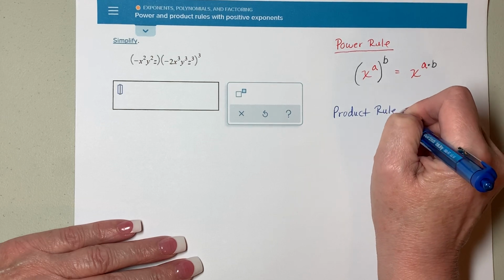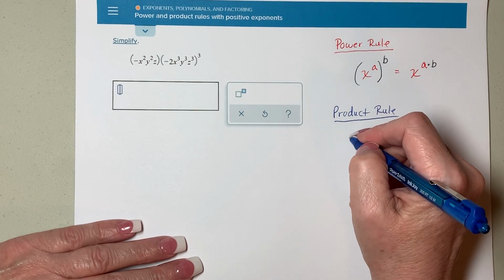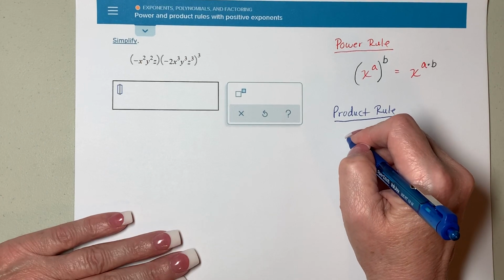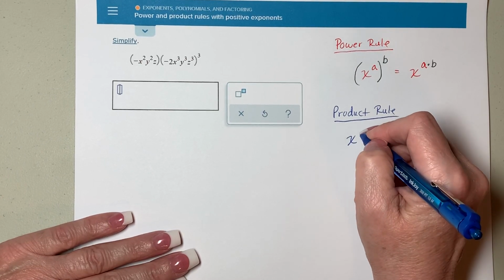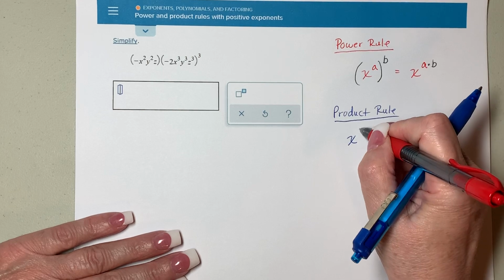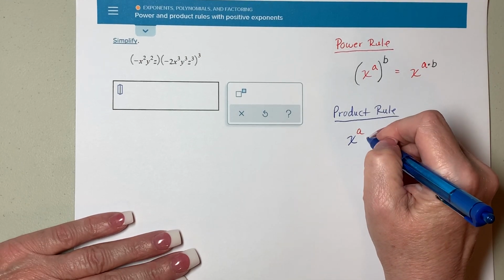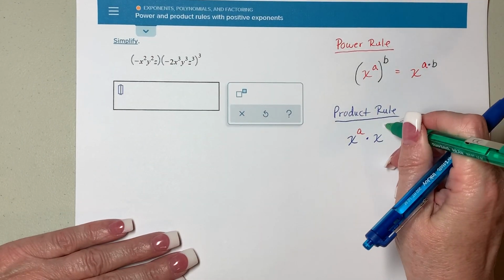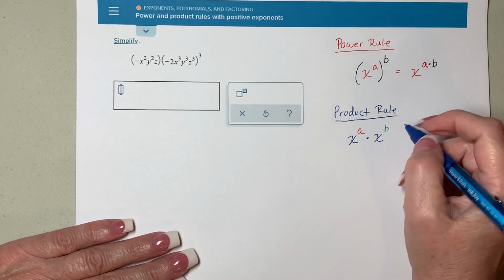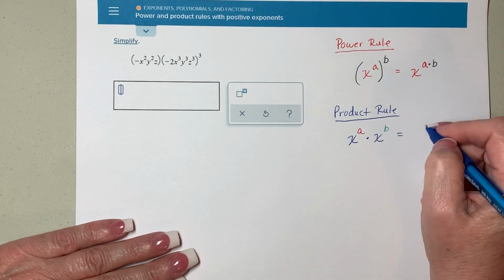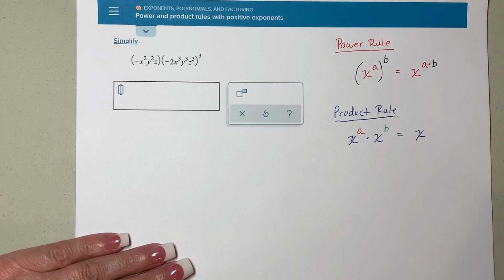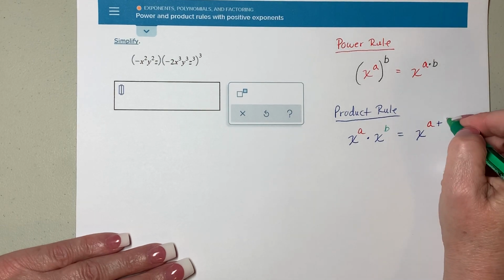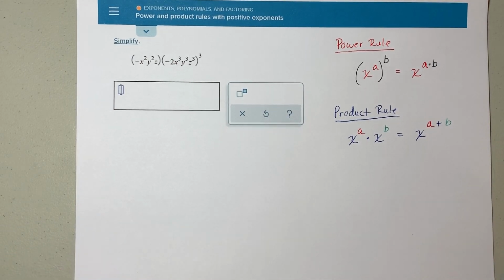And the product rule involves two variables, but they're the same variable, multiplied together. So let's say you've got x raised to the a power, and you're going to multiply that times an x raised to the b power. You're multiplying the x's, but what you ultimately end up doing is adding the exponents. So those are your two rules.